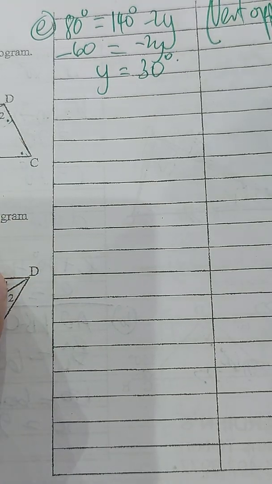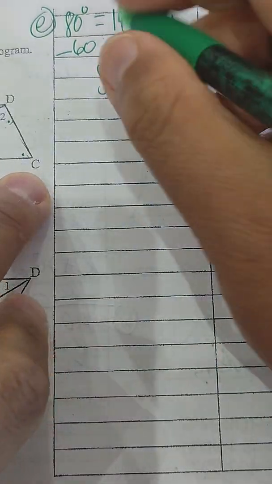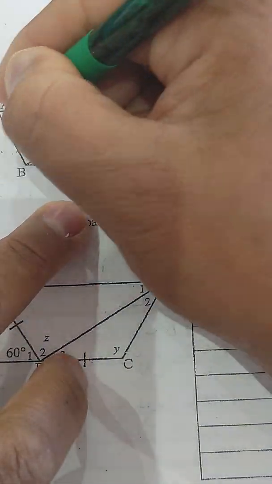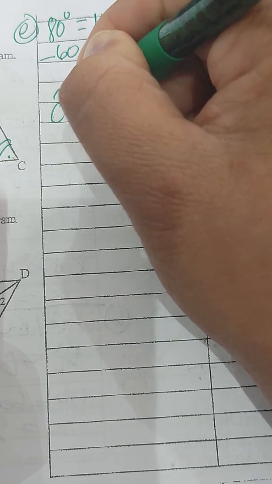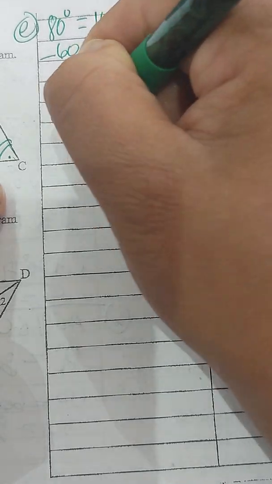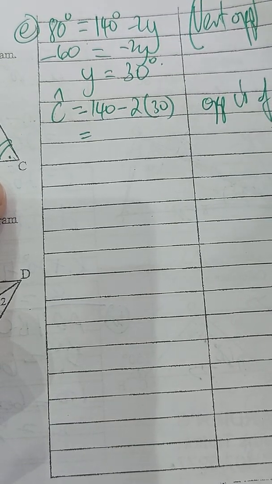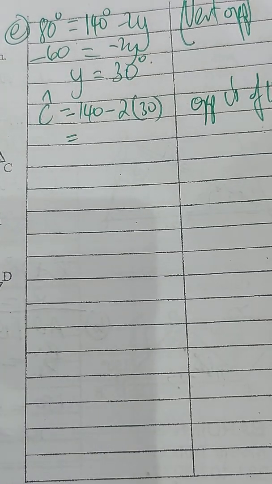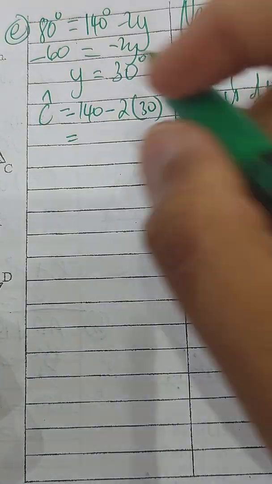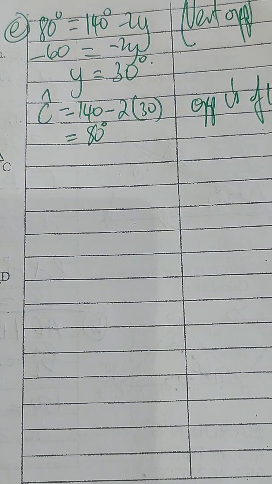So we know that angle C, because we're now looking at opposite angles of a parallelogram, is equal. So angle C is equal to 140 degrees minus 2 times y. Why? Because opposite angles of a parallelogram are equal. You can't at that stage just say properties of a parallelogram. You shouldn't get the mark for it. That looks like it's 80 degrees. Let me just check. Okay, so C is going to be 80 degrees.